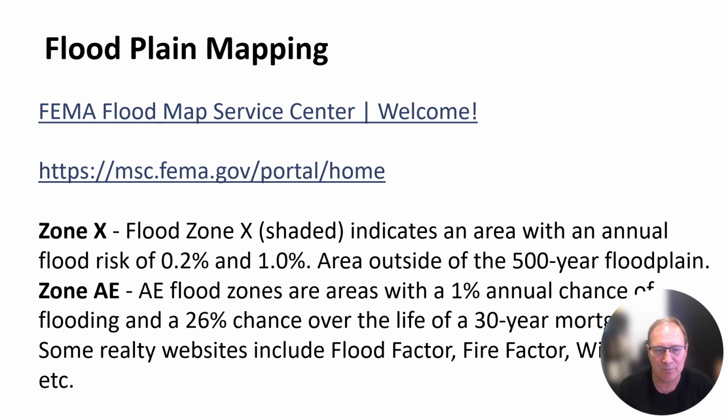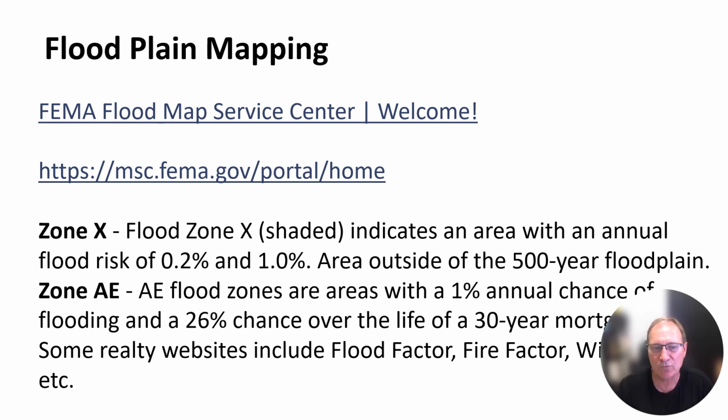500-year floodplain basically means one chance out of every 500 years, or two chances out of 1,000 years, for a flood to occur. Now, you know, probabilities and reality sometimes are two different things. Zone AE, areas with at least a 1% annual chance of flooding and a 20% chance of flooding over the life of a 30-year mortgage.